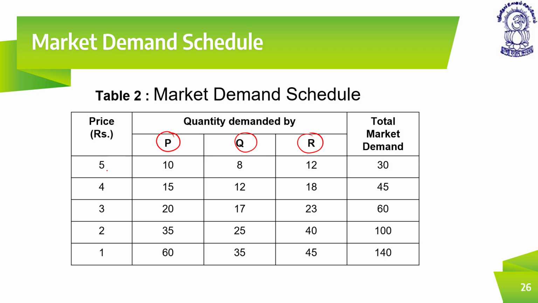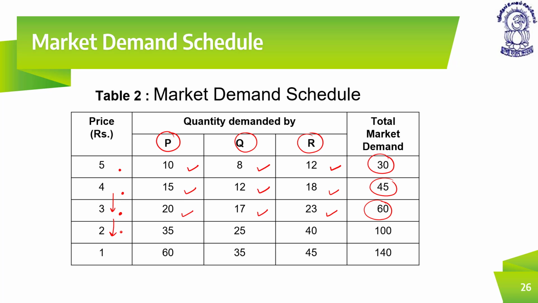So at a price of 5, P is demanding 10, Q has demanded 8, R has demanded 12, and in total they had demanded 30. At a price of 4, P has demanded 15, Q has demanded 12, R has demanded 18, and in total they had demanded 45. When price falls from 4 to 3, P had demanded 20, Q had demanded 17, R had demanded 23, and the total is 60.